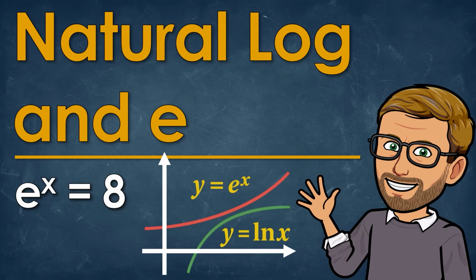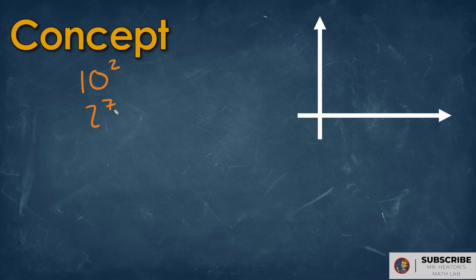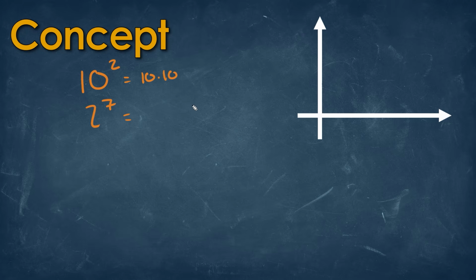In this video, we're going to learn about natural log and e, and how to use e and natural log to solve algebraic expressions. So if we were to get a value, say, of 10 raised to the 2 power, or say 2 raised to the 7th power, we would be able to solve those values, right? We would know that it's 10 times 10, and then 2 followed by 6 more 2's. But what about a value of e?